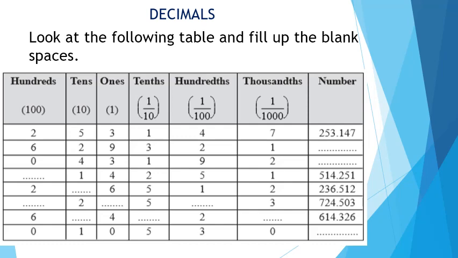In the next number 614.326, the digit in the tenths place will be 3 and in the thousandths place will be 6. And the last number formed will be 10.530. The answers are given in the next page. You can cross check.